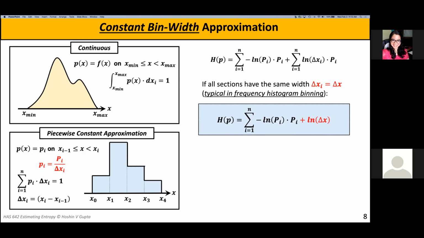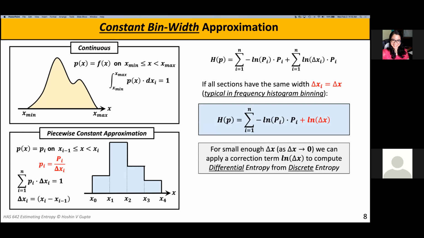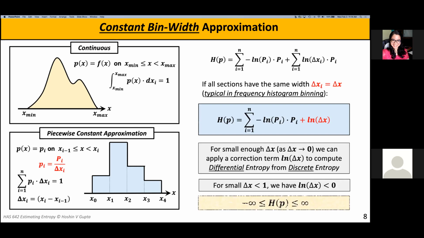So now if we set the bin width to be constant, this is what we do in typical frequency histogram binning, that log delta x becomes a constant, you integrate over p, you get 1. And so this log delta x is the correction that you have to apply to the discrete entropy equation to get this differential entropy. And this approximation becomes better and better as delta x becomes smaller and smaller. And so for small enough delta x, this is that correction. And as delta x goes to 0, log delta x is negative and goes to negative infinity. Okay.